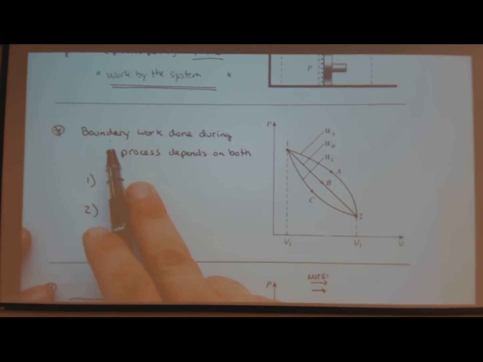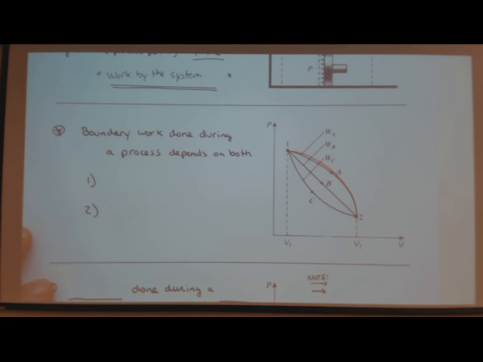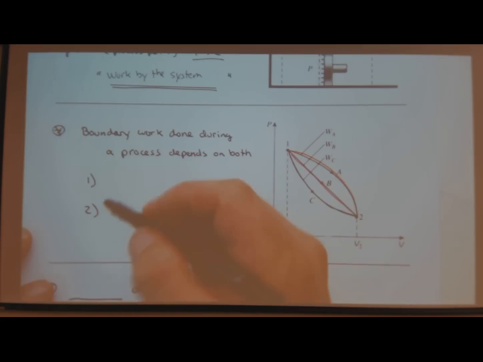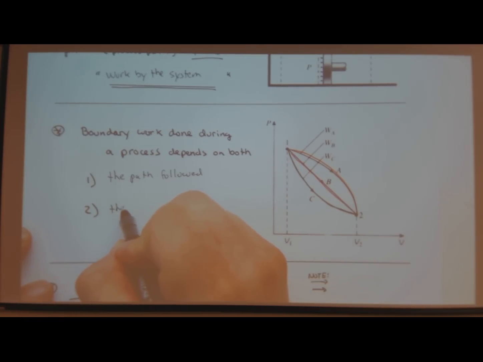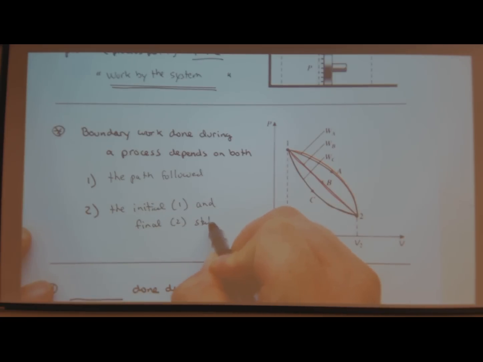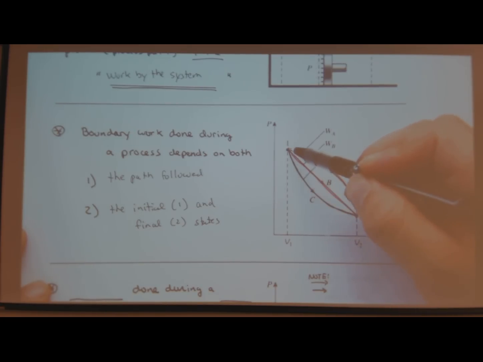So boundary work during a process depends on the path. So I can take path A, I can take path B, or I can take path C from 1 to 2. And the area under the curve changes for each one, so I have different processes, right? So I have different areas under the curves. So boundary work in a process depends both on the path followed and the initial and final states. So if I make state 1 here instead of there, and I take path B, I have a different area, right? So it's just initial and final states dictated by the initial boundary conditions.